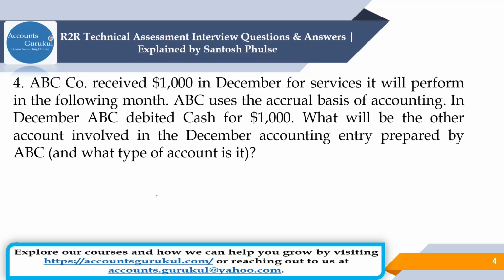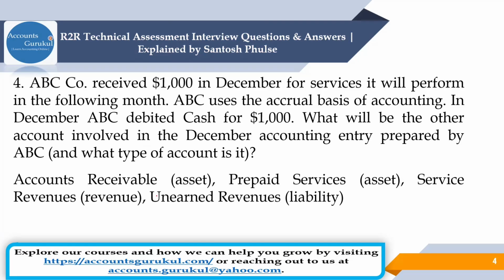So in December, we received 1000 for services which we are going to perform in the month of Jan. So for December, that's not our income. So that's not going to hit our P&L. So we have received the cash, bank account is going to debit. And second, that's liability on us to deliver the services. So that 1000 is going to credit in balance sheet towards unearned revenue. That's a liability on us. So that's the correct answer.